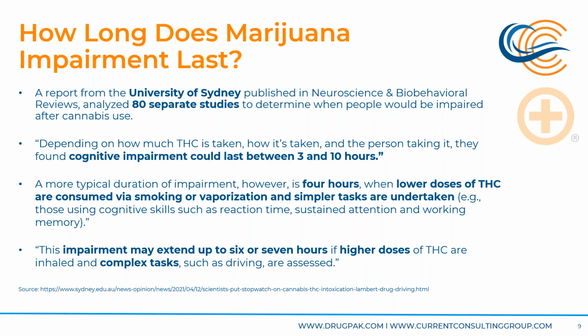A more typical duration of impairment, however, is 4 hours, when lower doses of THC are consumed via smoking or vaporization and simpler tests are undertaken. Now look at that last bullet. This impairment may extend up to 6 or 7 hours if higher doses of THC are inhaled, okay, and complex tasks such as driving are assessed.